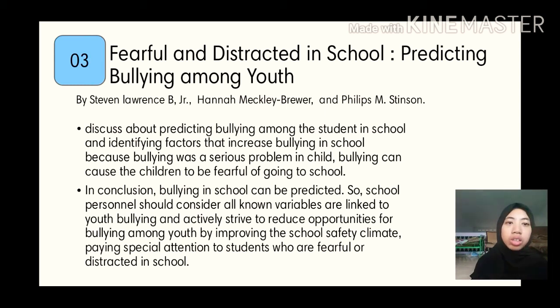For the conclusions, the author found that bullying in school can be predicted and also can be prevented. School personnel, in this case teachers, should consider all known variables that are linked to youth bullying and actively strive to reduce the opportunities of bullying among youth.